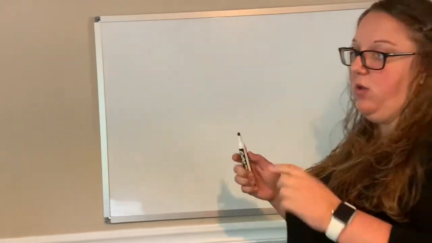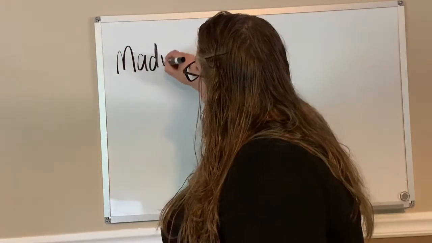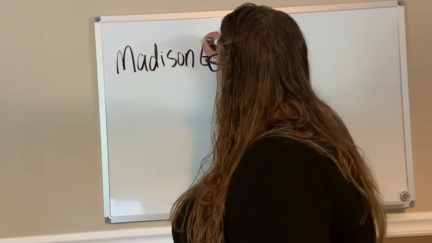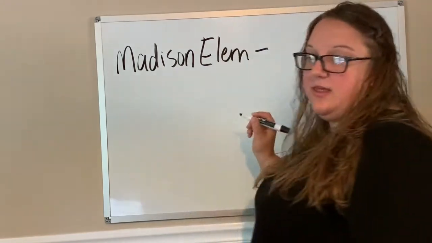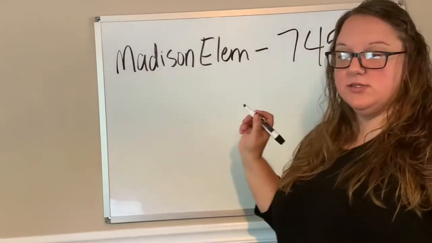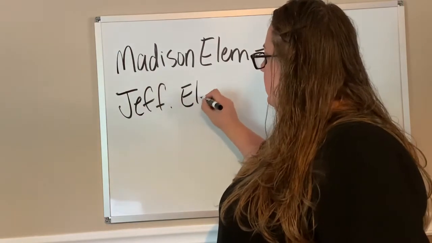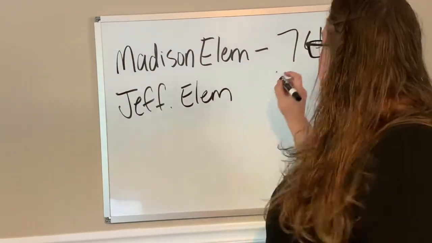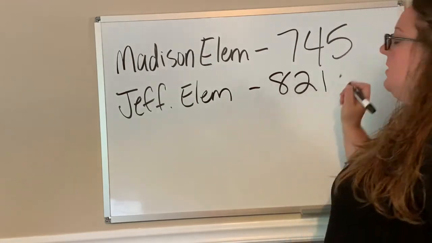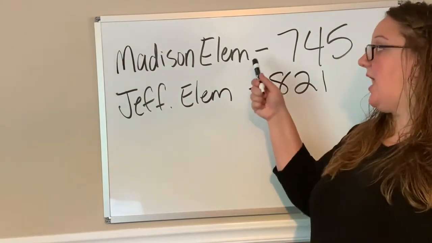Okay, so my very first step is I need to write down all the information that I already know. What do I already know? Well, I know that at Madison Elementary, there are 745 students. I also know that at Jefferson Elementary, there are 821 students.